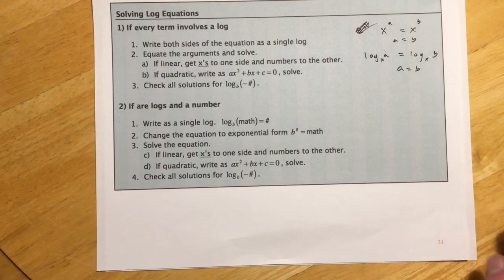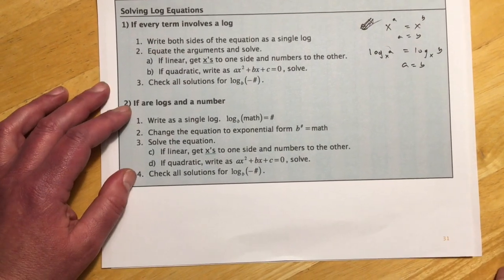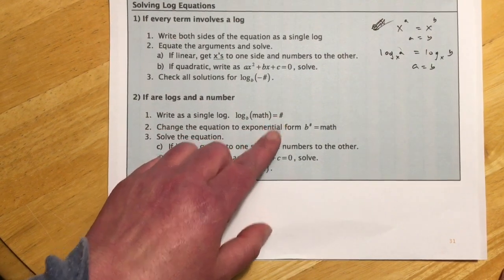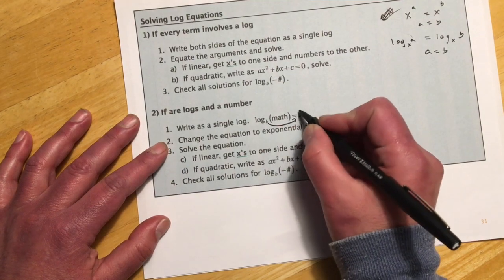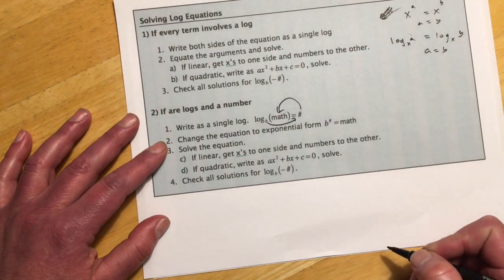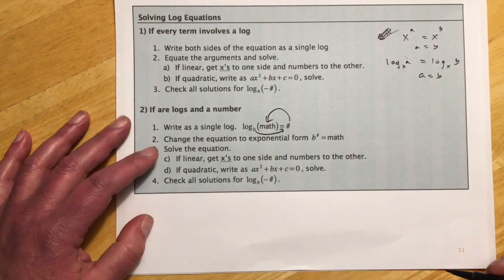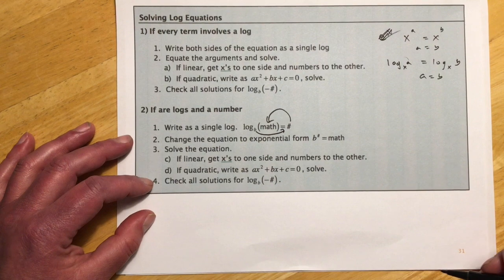So then the second form is if there's logs and a number, we want to get it written as a single log again with the number on the other side. And then we're going to change to exponential form, where we go b to the number equals the math inside. And then once we do that, we're going to get something we're able to solve. And so it could be linear or quadratic again, and then we still have to check the solutions.